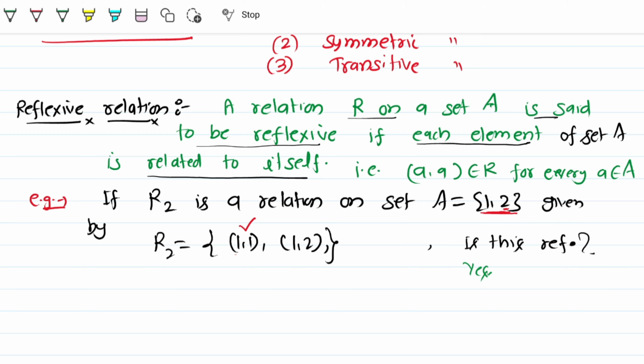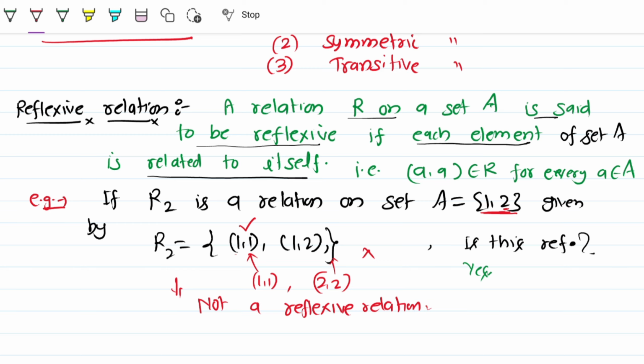So is this a reflexive relation? Now you need to check the definition again. Here we have 2 elements. It means 1 should be related to itself as well as 2 should be related to itself. It means I have to look for 1 comma 1 and 2 comma 2. 1 comma 1 is present but 2 comma 2 is not present. It implies that it is not a reflexive relation.